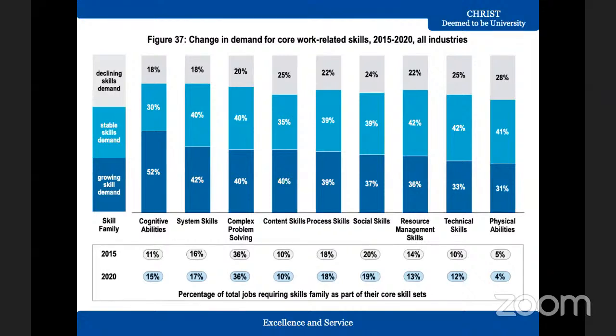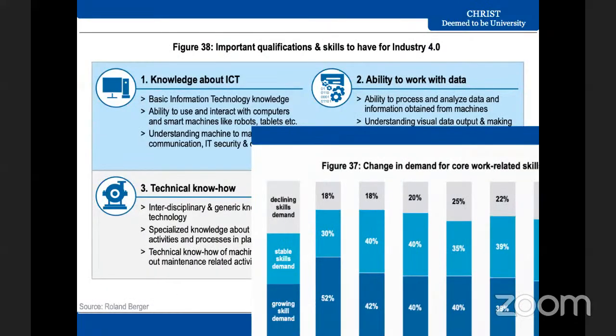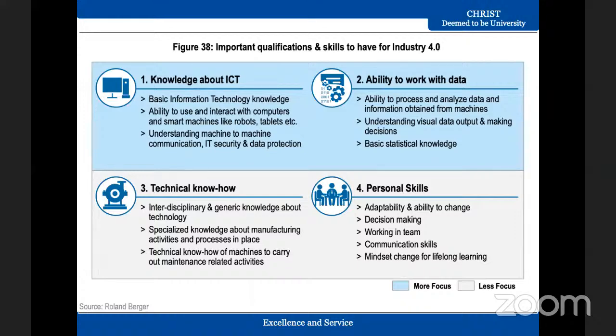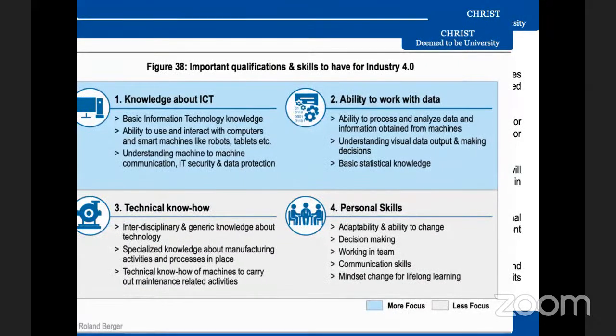So this is another set of core work-related skills between 2015 and 2020 in all industries, starting from cognitive skill, system skill, complex problem solving. Here you can see that the middle one is the stable skill demand. So these are some of the qualifications or skills that are required for Industry 4.0. That is what I was talking about.